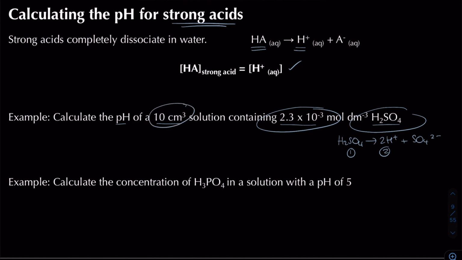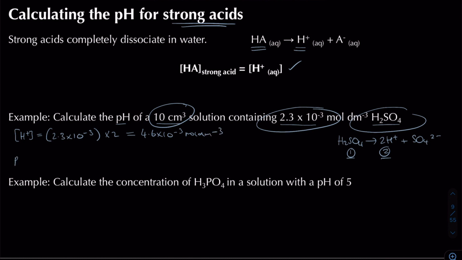So yeah, to find the concentration of protons in this instance, I would need to take my concentration, which is going to be 2.3 × 10^-3. That's the concentration of my acid, and I'm going to need to multiply it by 2, because for every 1 lot of acid we have 2 lots of protons. And so I do that and I end up with an answer which is going to be 4.6 × 10^-3, and that's going to be moles per decimeter cubed. So I've got my concentration of H+.